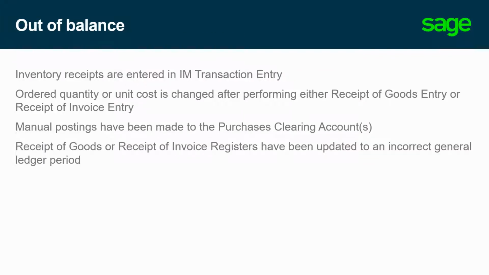If they don't match, you may be out of balance, and there are a number of places to look. Inventory receipts might have been entered in the inventory module using transaction entry. The ordered quantity or unit cost might have been changed after performing either receipt of goods entry or receipt of invoice entry. Manual postings may have been made directly to the purchases clearing account. Receipt of goods or receipt of invoice registers may have been updated to an incorrect general ledger period.